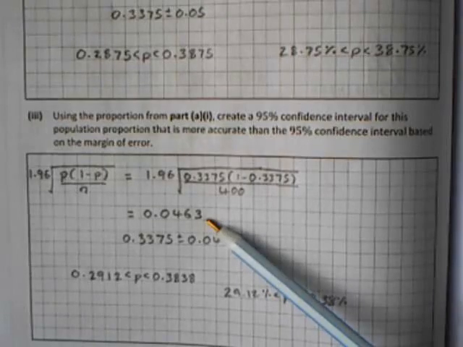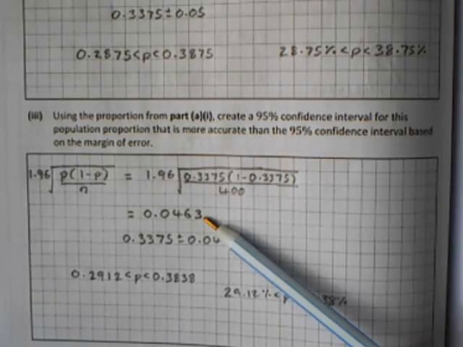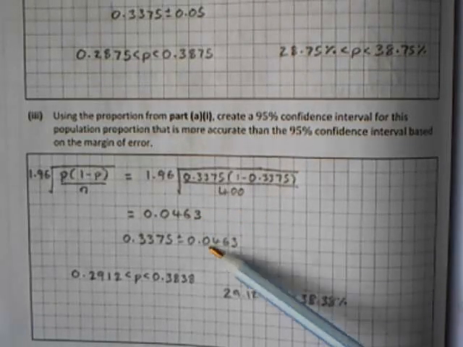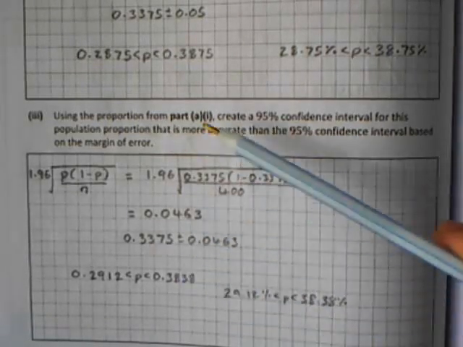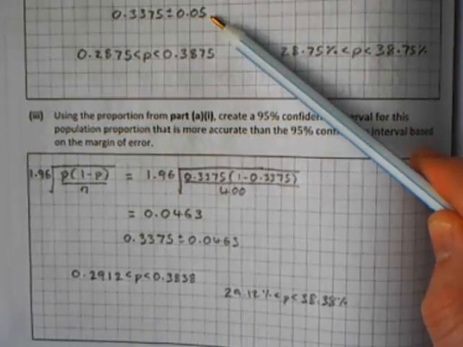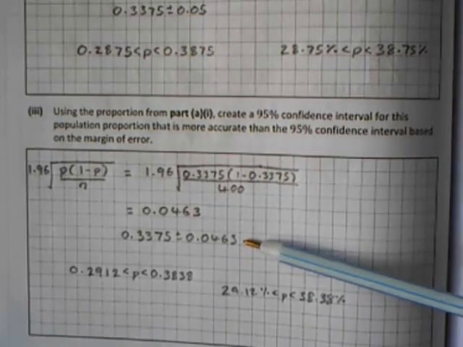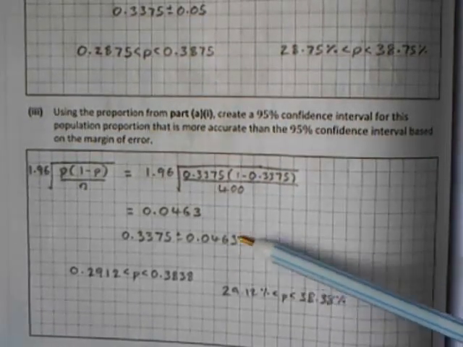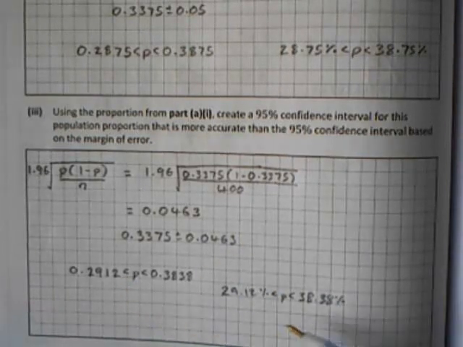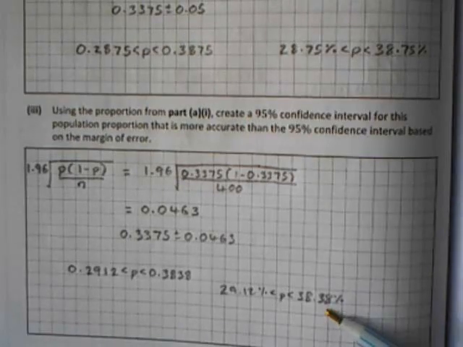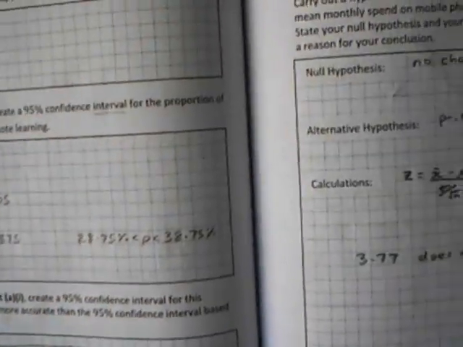Put all the numbers in. You get 0.0463, and then you just need to plus and minus this from your proportion that you had at the beginning. So instead of using 0.05 in part 2, we're using 0.0463, so basically 0.05, but it's a little bit different, a little bit more accurate. So we get to here, here's the answer. Yeah, move on.